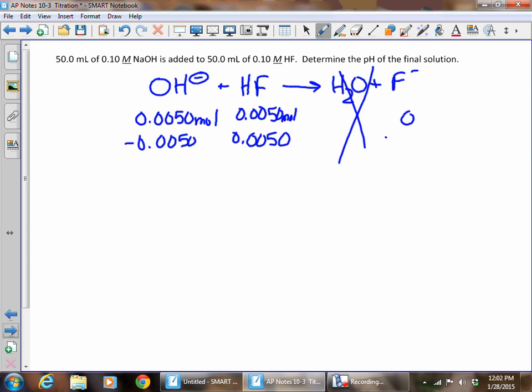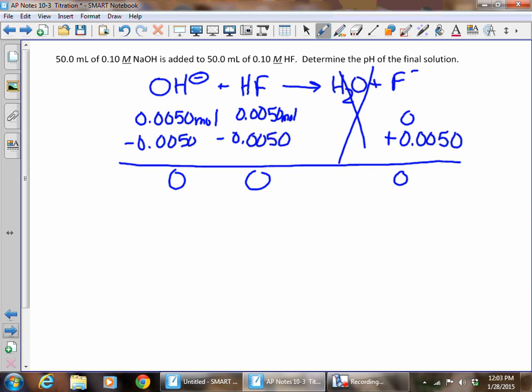So these are going to go away. And we're going to subtract on both of these, add 0.0050 on this one. And what we end up with is 0, 0, and 0.0050 for our F minus. Remember, the last part of CBAT is to divide by total liters. There's 100 milliliters total when we add 50 plus 50, which is 0.10 liters. So we end up with a concentration of 0.050 molar F minus.